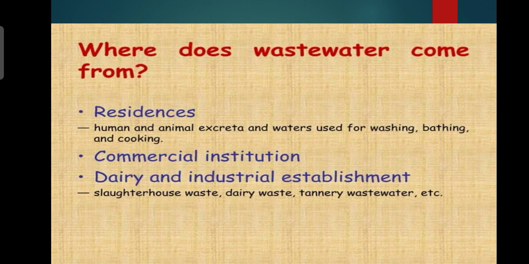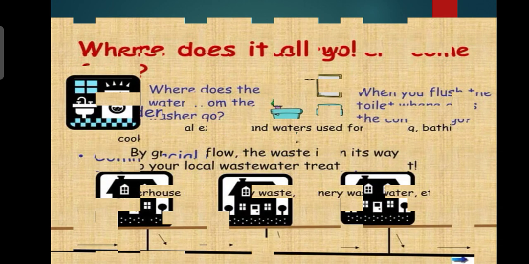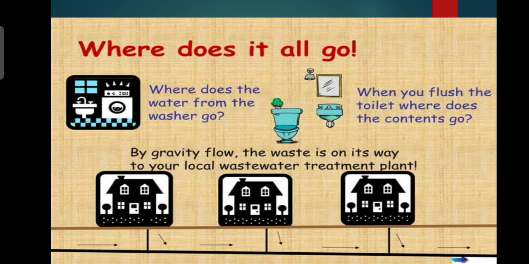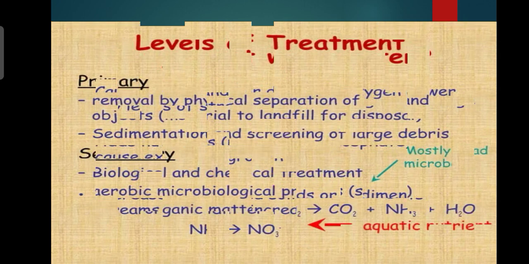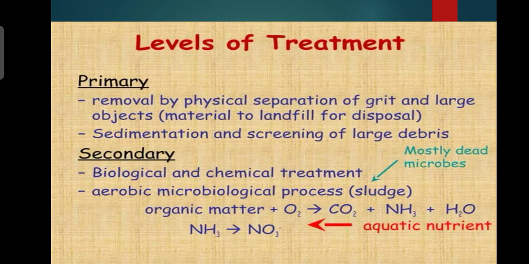Residences, commercial institutions, and dairy and industrial establishments. Where does it all go? This picture shows where it all goes. Why treat wastewater? It causes a demand on DO levels of streams, adds nutrients, and increases suspended solids or sediments in streams. Levels of treatment: primary and secondary.